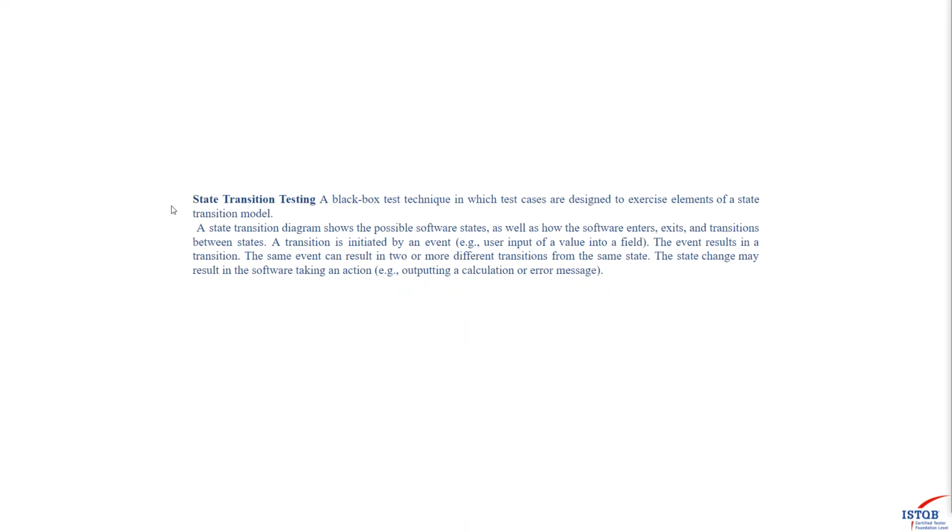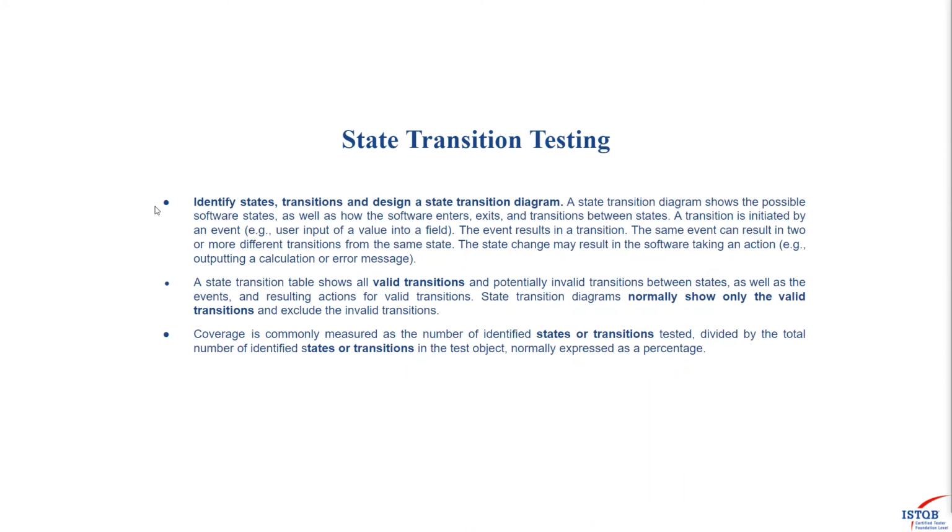State transition testing is a black box test technique in which test cases are designed to exercise elements of a state transition model. To be honest, ISTQB tests related to this technique are very simple. Mostly, we don't need to do anything, just analyze the diagram. ISTQB always provides you with a diagram. Because of that, the first step is done.